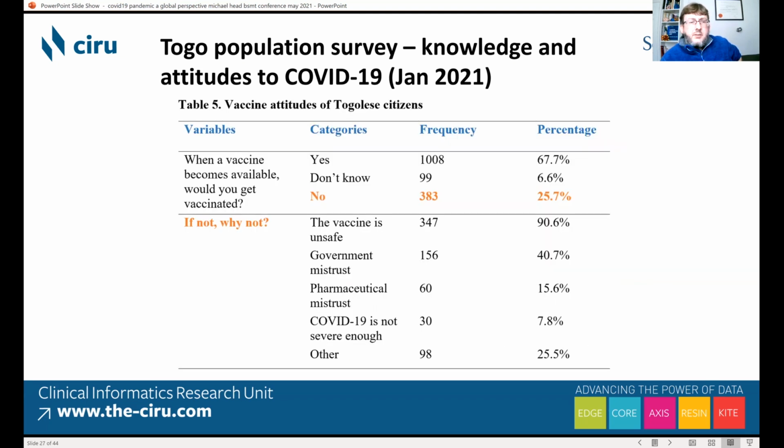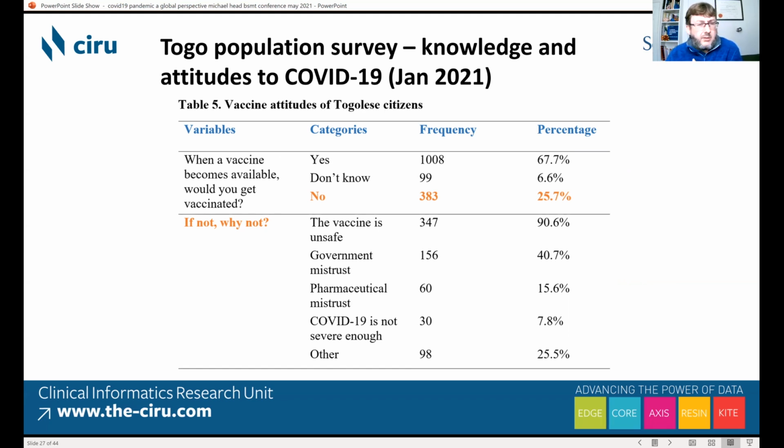We also looked at willingness to vaccinate. I'll come back to Ghana in a minute. This is Togo from our survey in January. About a quarter of respondents said they would not get vaccinated when one becomes available. And when asked why, the key reason is issues around safety. So hopefully this is information that can be useful to the Togo government in terms of tailoring their messages.